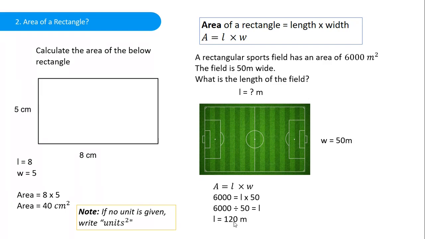Again, if I want to check, I could do the calculation. 120 times 50, 12 fives, 60, add the 2 zeros, I get 6,000.